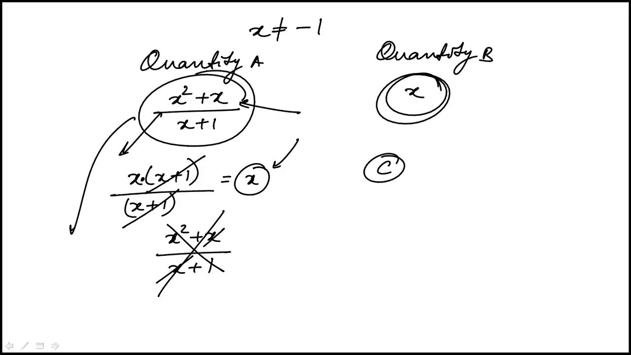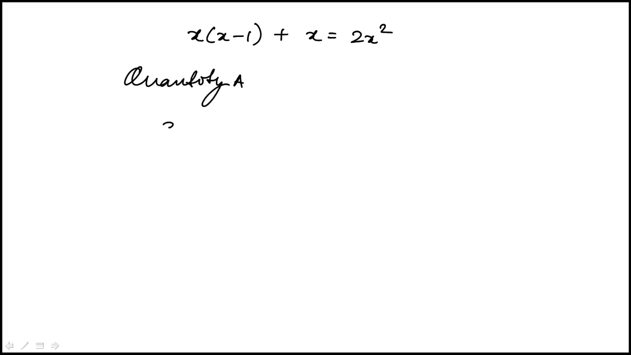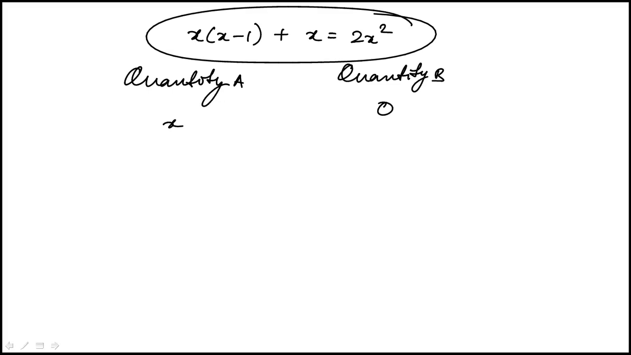Always do so. Another example would be you're given x times x minus 1 plus x is equal to 2x squared, and then you're given quantity A is x and quantity B is 0. So again, the clue is in this expression. There's a lot happening here, so the best strategy is to simplify and see where it goes.